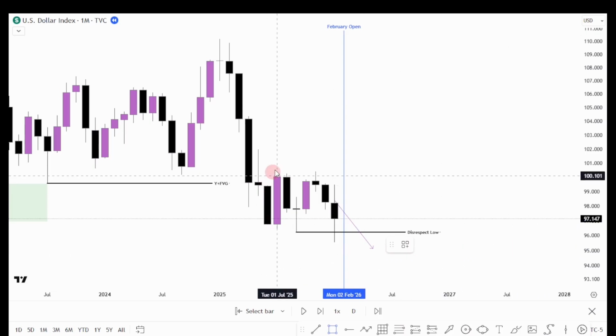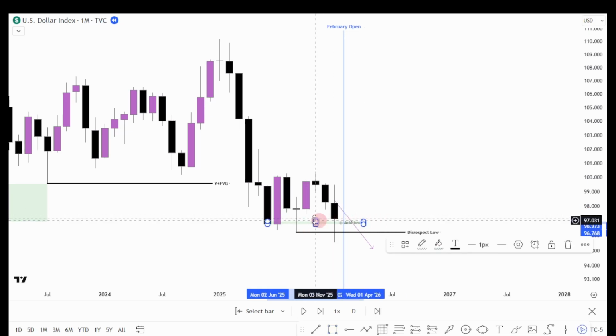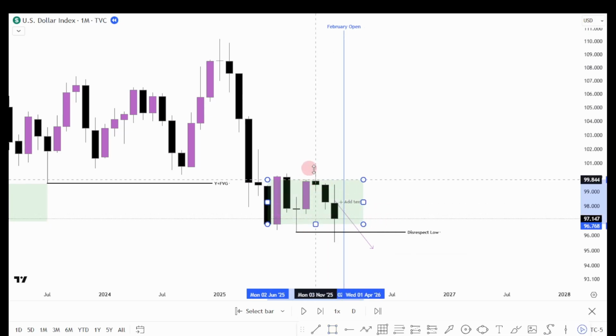Technically, there's absolutely nothing going on. From June 2025 and up to today, we've been consolidating inside that yearly bullish fair value gap.